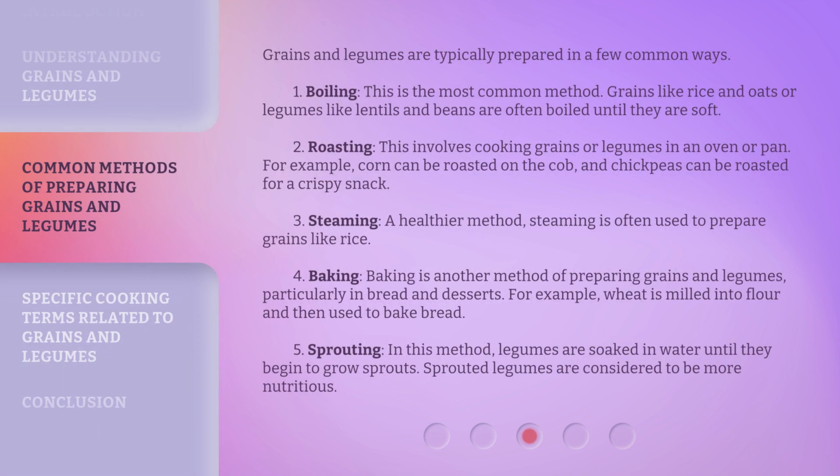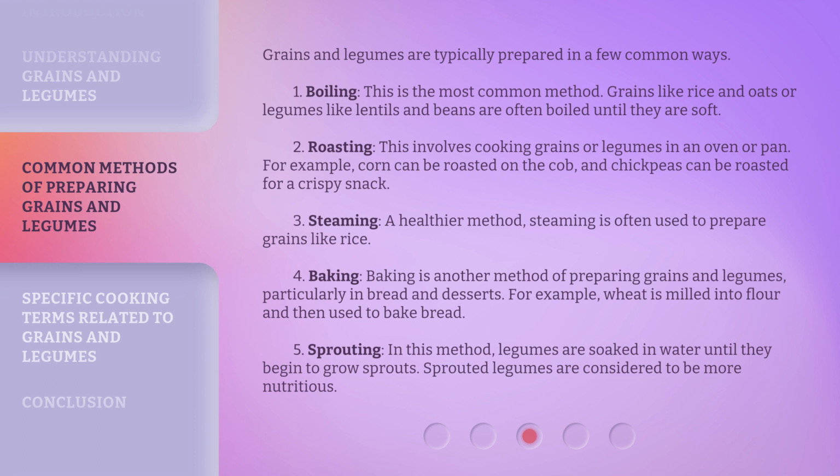Grains and legumes are typically prepared in a few common ways. 1. Boiling. This is the most common method. Grains like rice and oats or legumes like lentils and beans are often boiled until they are soft. 2. Roasting. This involves cooking grains or legumes in an oven or pan. For example, corn can be roasted on the cob, and chickpeas can be roasted for a crispy snack.